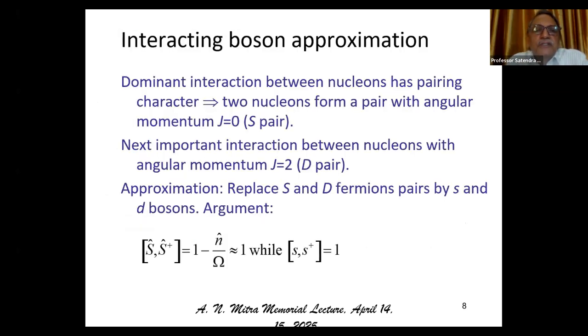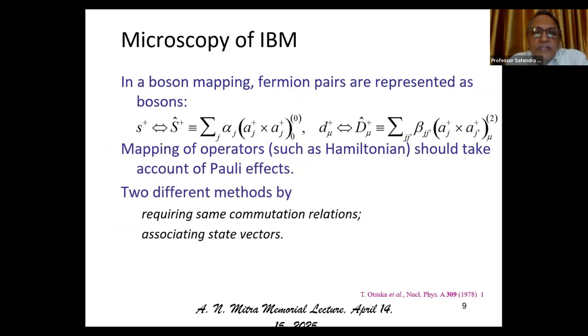Interacting boson approximation. The dominant interaction between the nucleons has pairing character. Two nucleons form a pair with angular momentum J or L equal to 0, called an s pair, and J equal to 2, called a d pair.